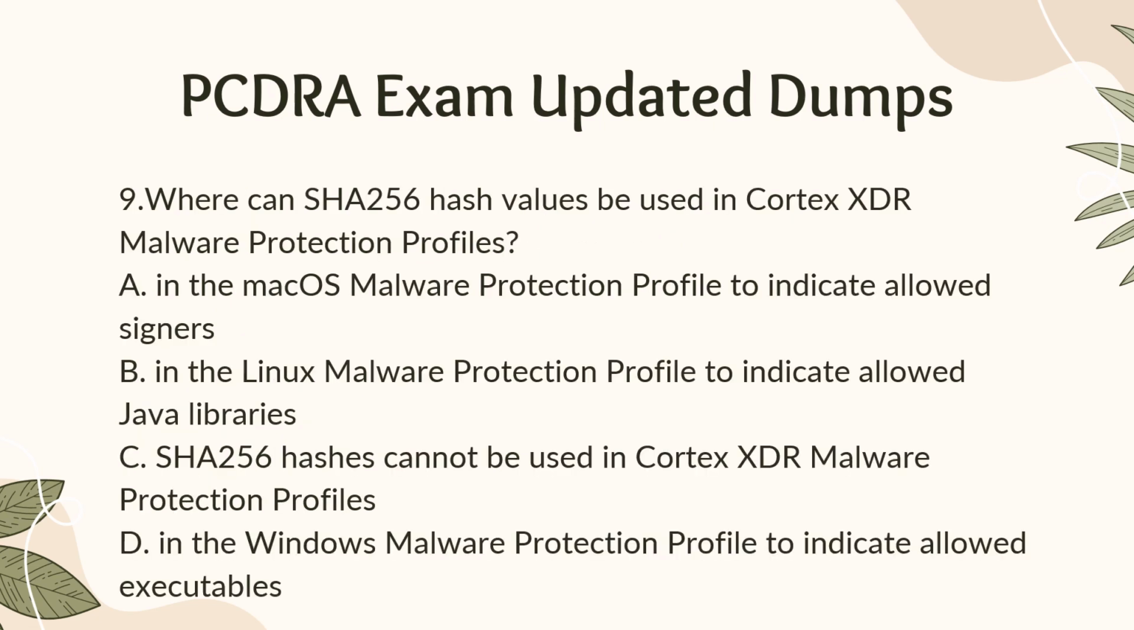9. Where can SHA-256 hash values be used in Cortex XDR malware protection profiles? A. In the macOS malware protection profile to indicate allowed signers. B. In the Linux malware protection profile to indicate allowed Java libraries. C. SHA-256 hashes cannot be used in Cortex XDR malware protection profiles. D. In the Windows malware protection profile to indicate allowed executables.